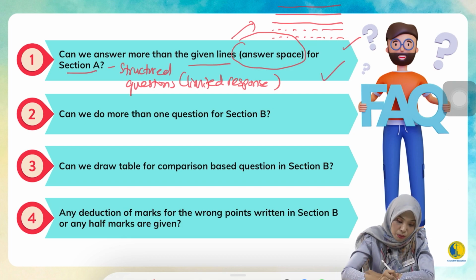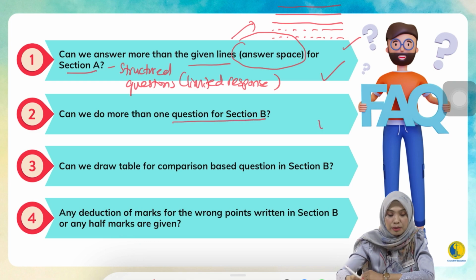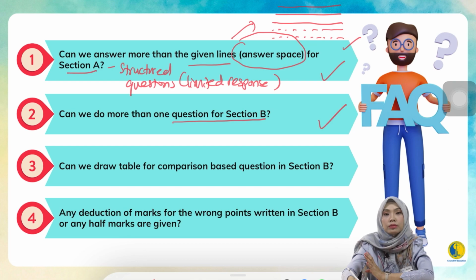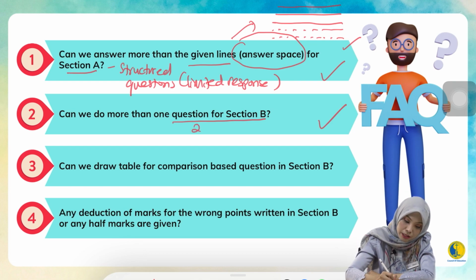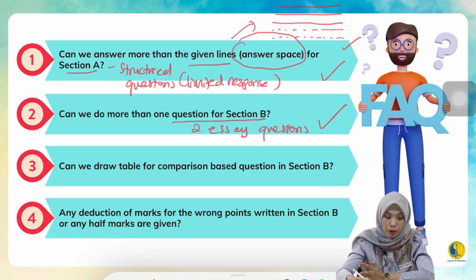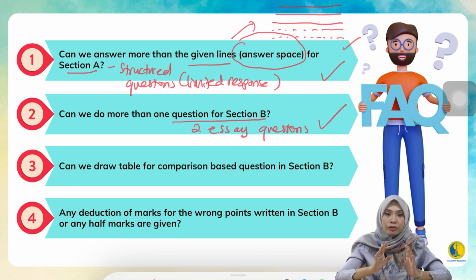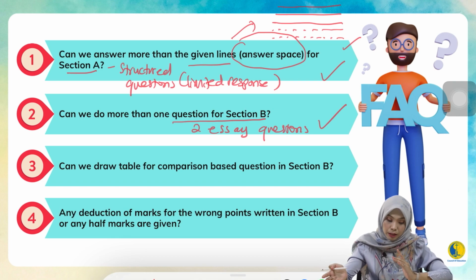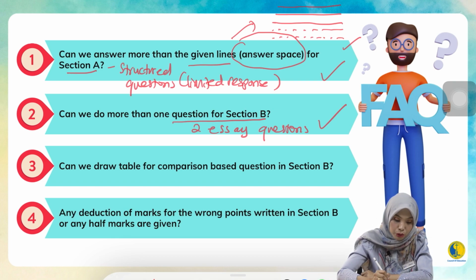Okay, can we do more than 1 question for section B? Yes, please. You are allowed to do more than 1 question, because in section B there are 2 essay questions and you supposedly only need to answer 1. But if you have extra time and you want to do both, yes, both will be read and marked, and we will choose the highest one. Please do so. But don't get too excited. You answer both questions in section B, then suddenly realize that you forgot to answer section C. Be careful with that. Okay, no issue with this.